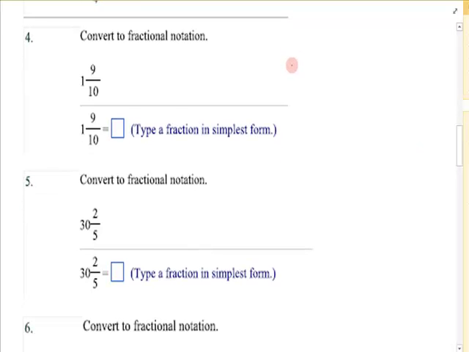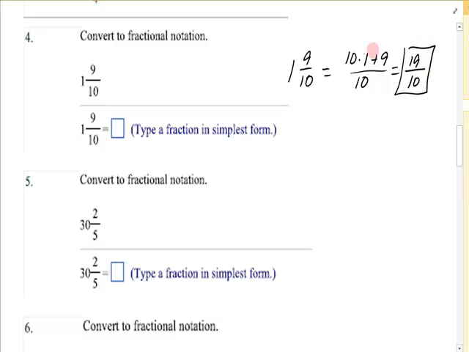Next one, I have 1 9/10. Multiply 10 times 1, add the 9, it stays over 10. 10 times 1 is 10, plus 9 is 19 over 10.